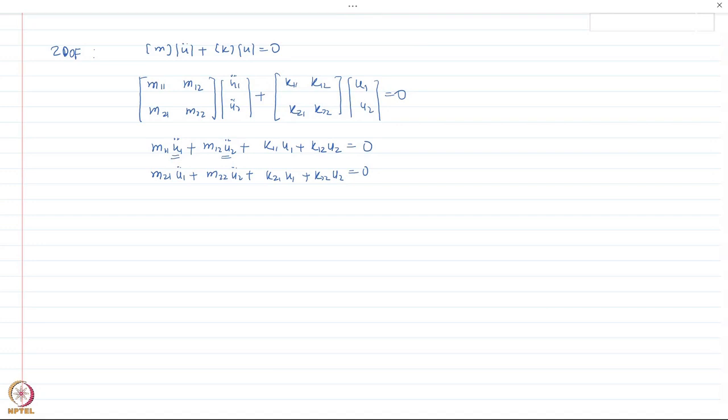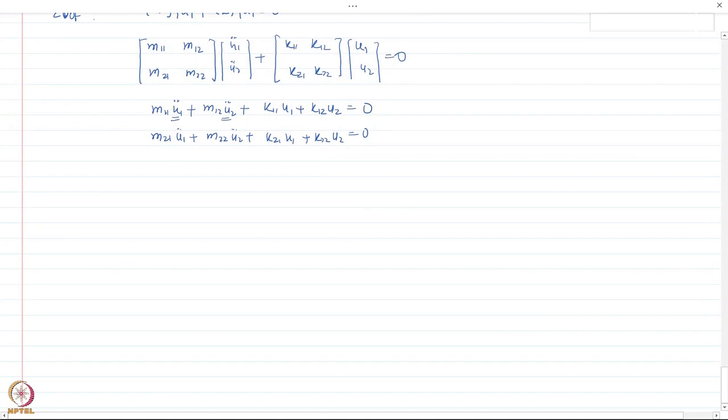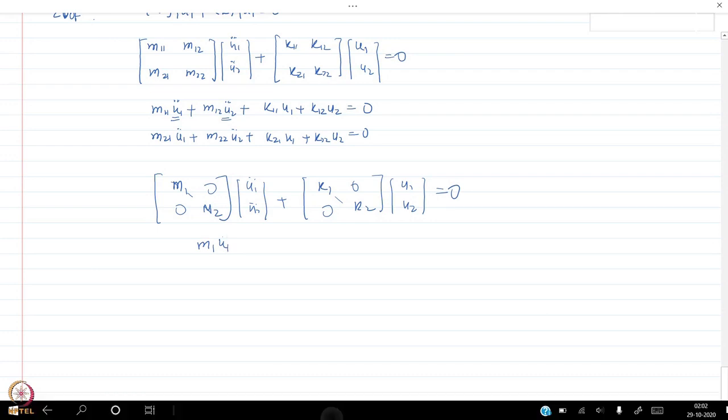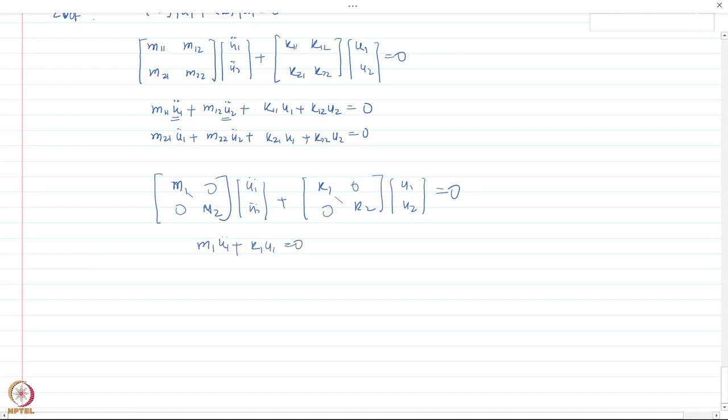Had they been uncoupled differential equations, then it would have been a lot easier for me to directly solve them. But that is not the case here. But just imagine, if I have diagonal matrices which only have diagonal elements, and then u1, u2. So let us say this is m1 here, and this is m2, and this is k1 here, and this is k2, so no off diagonal terms. Now, if the mass matrix and the stiffness matrix are diagonal matrices, then what do I basically get? m1 u1 double dot plus k1 u1 equal to 0, m2 u2 double dot plus k2 u2 equal to 0. And now the equations are uncoupled, right?